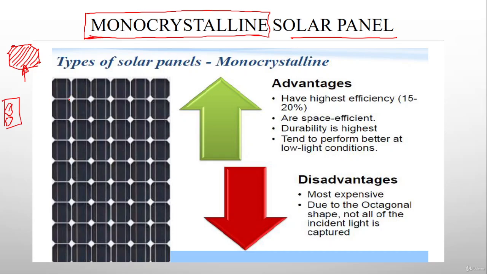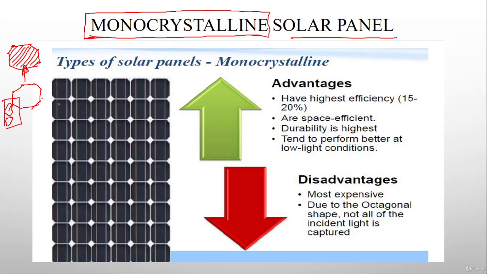So basically, just by visual observation we can identify which solar panel is monocrystalline and which is polycrystalline. Generally we give the octagonal shape to the monocrystalline type of solar panel. It is due to the manufacturing process we are using. According to that, it gets the octagonal shape over here.